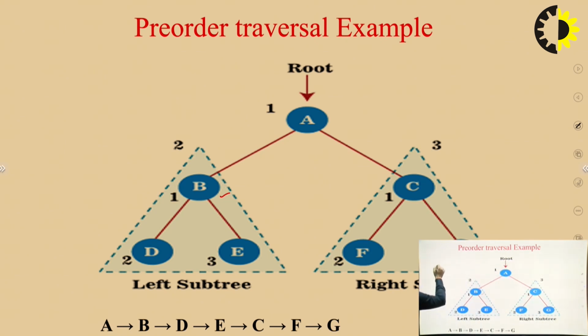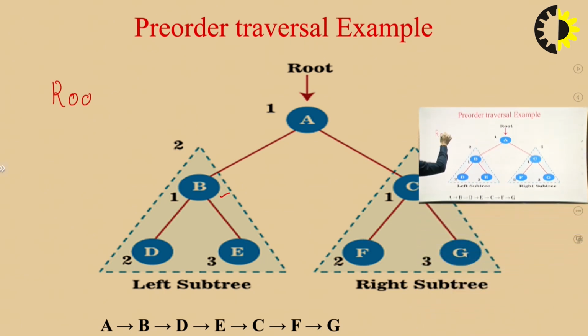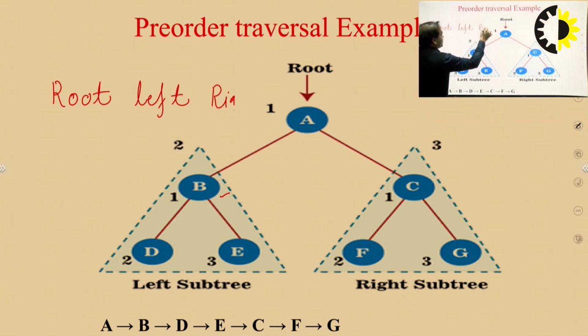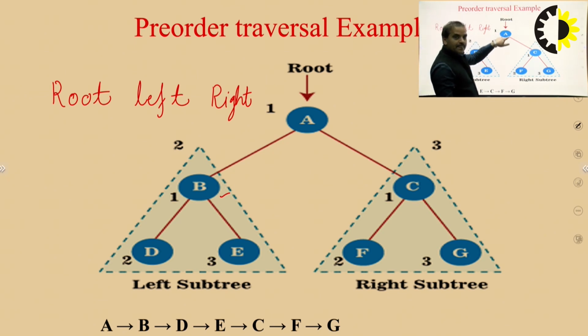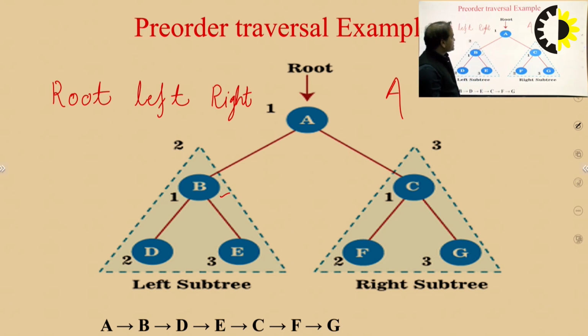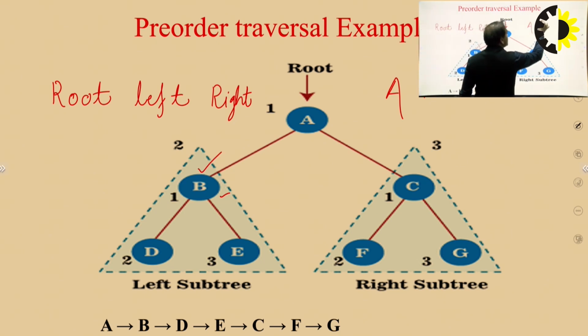First, we have to traverse the root, then the left subtree, then the right. That means we start with the root and process the root. A is the root, so we process A first, and we write here A. Now, process the left subtree in a similar manner. The left subtree starts with B. B is the root of the left subtree, so we process B next. So after A, we process B.